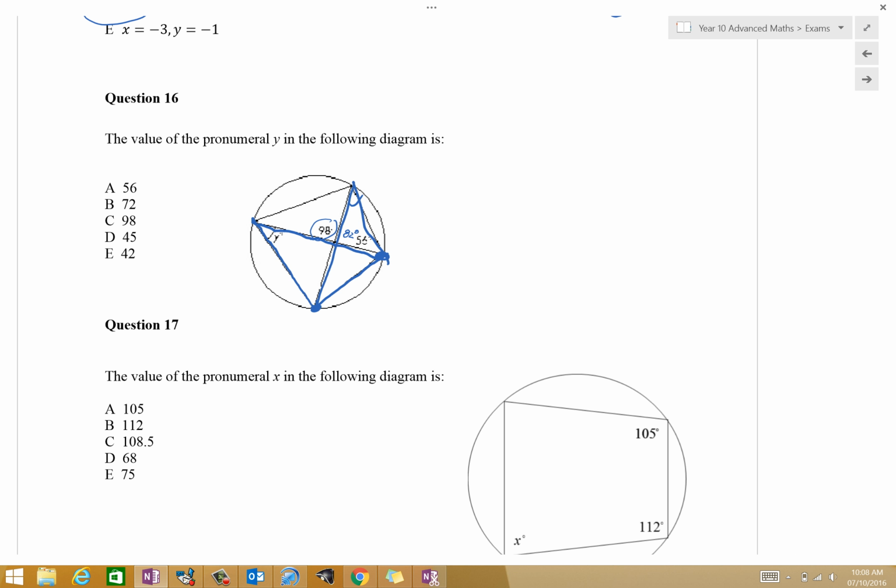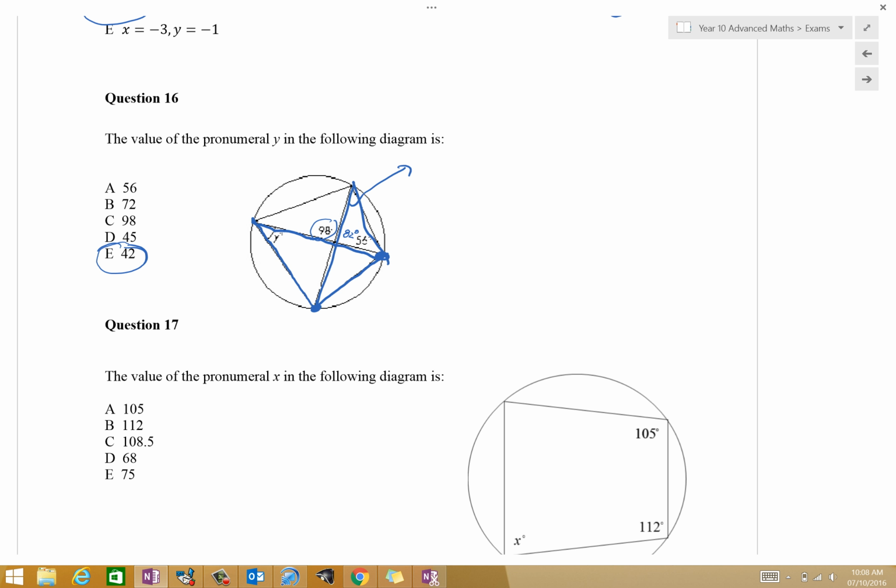Now, 82 plus 56 is 138, and that is a triangle. So therefore, 138 plus 42 is equal to 180. My favourite number, 180.